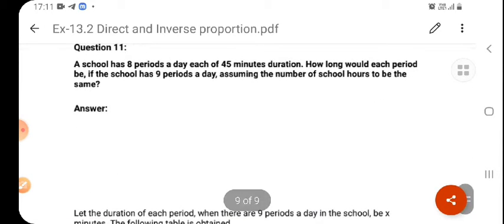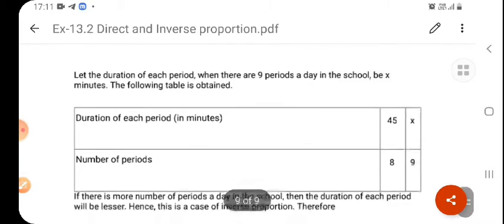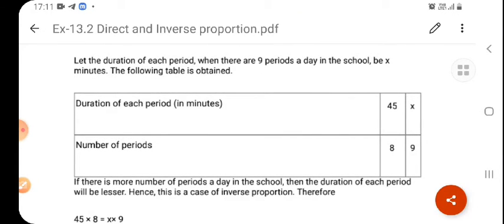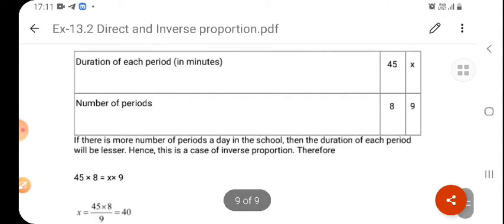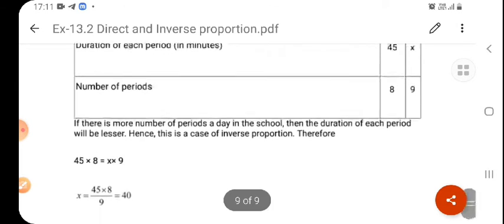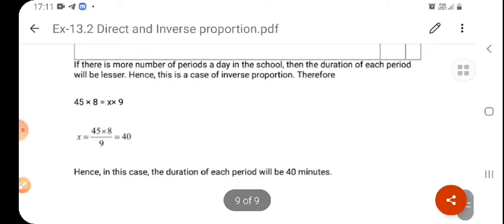Okay, same. A school has 8 periods a day, each of 45 minutes duration. How long will each period be if the school has 9 periods a day? So we take the number of periods and the duration of each period. For 45 minutes, the number of periods in a day is 8. If we change the time to x minutes for the 9 periods, then 45 into 8 is equal to x into 9. We get the value of x as 40.